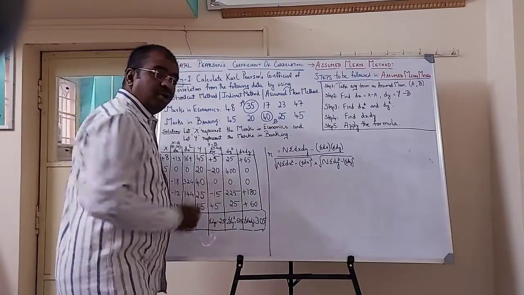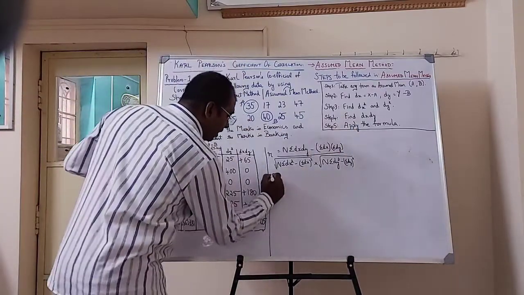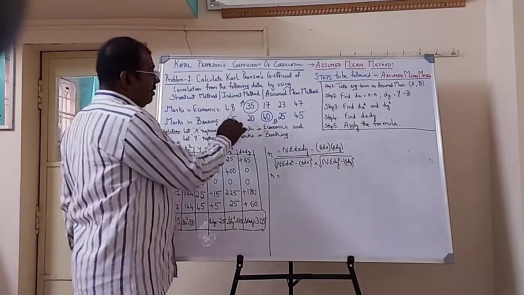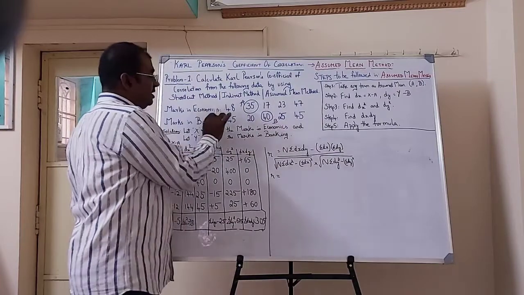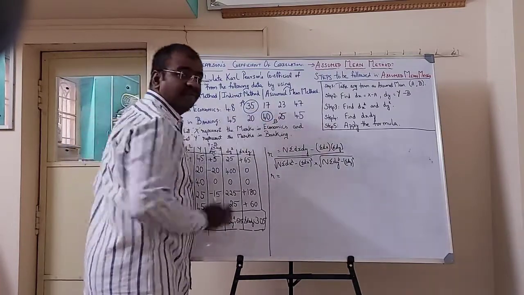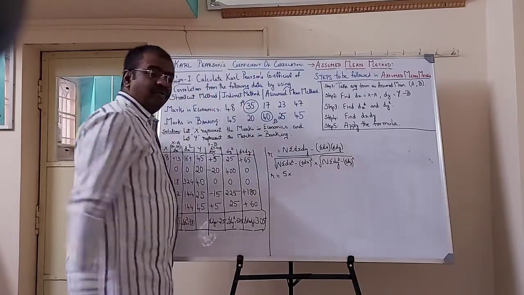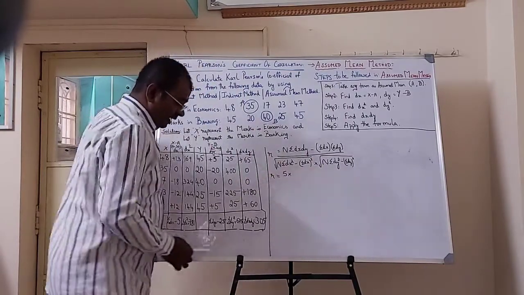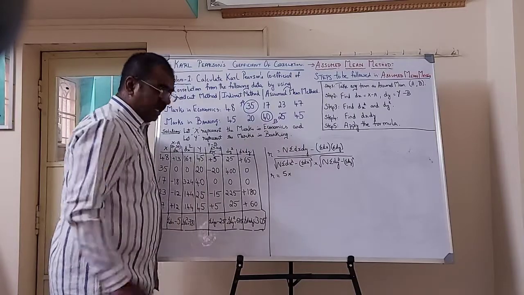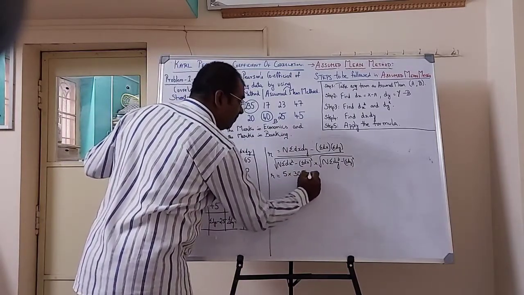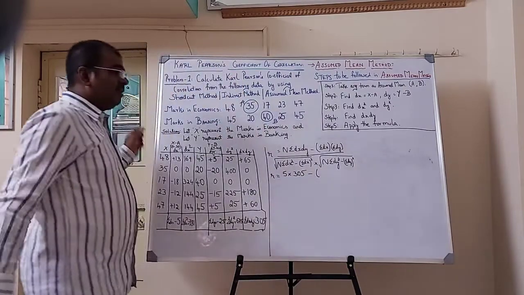Now let us substitute all the values in the particular formula. R is equal to n. How many values are there in the x series? 1, 2, 3, 4, 5. So the value of n is 5 into sigma dx dy. Sigma dx dy is 305. So sigma dx dy is 305 minus sigma dx.